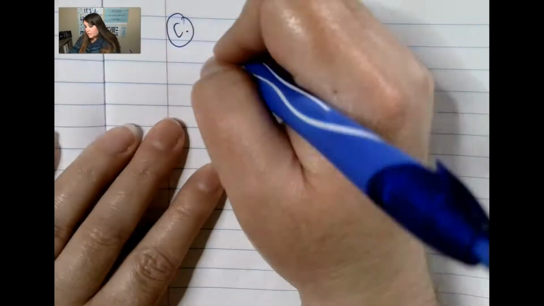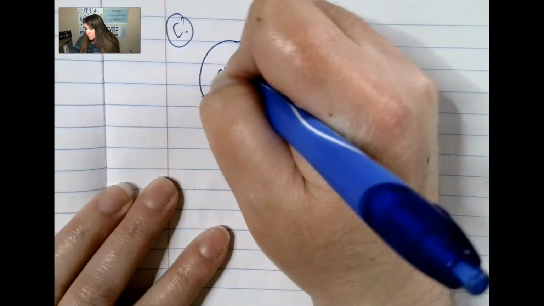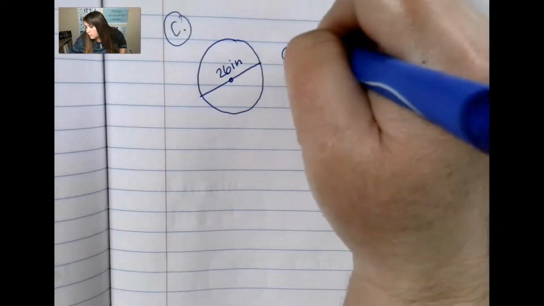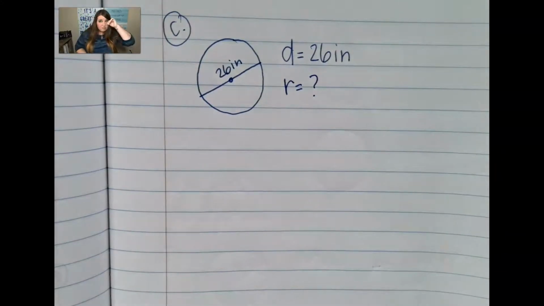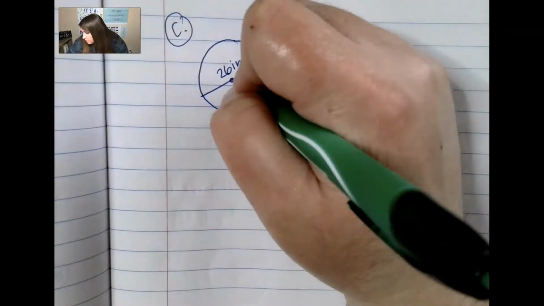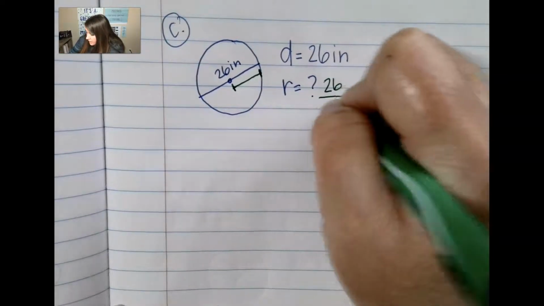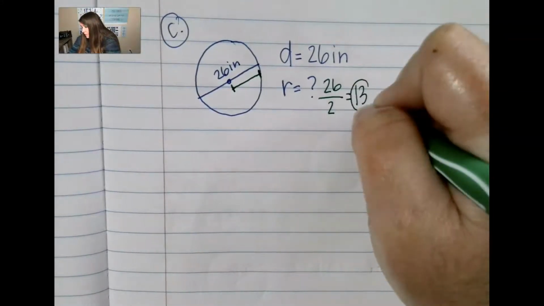Let's go ahead and think about example C. They tell us that we have a circle, and in this circle, we have 26 inches. So I have a circle that has a diameter of 26 inches. I want to know what the radius is. To find the radius, I know I need to cut it in half. So I'm going to take 26, divide that by 2, and that gives me 13. So 13 is my radius.